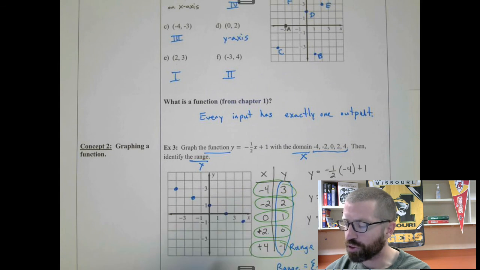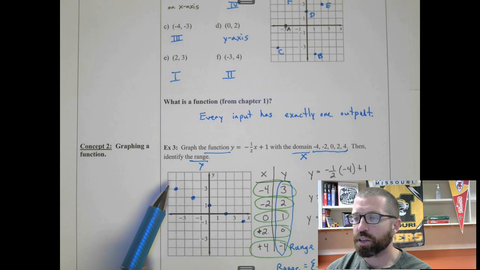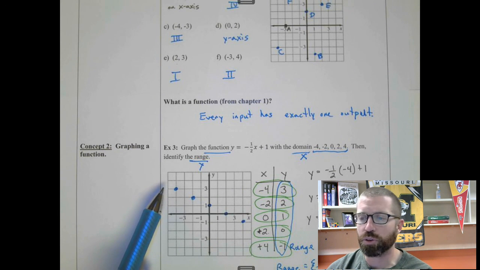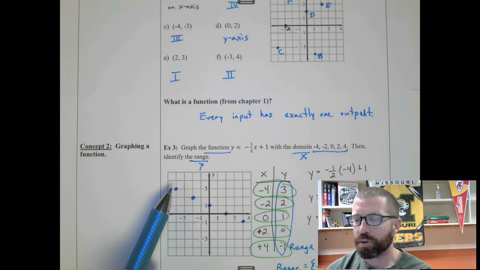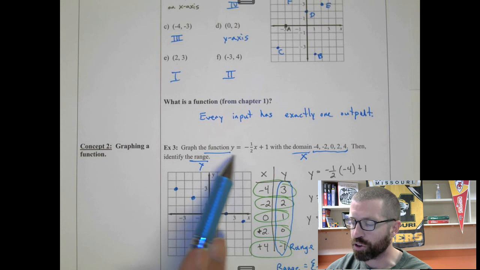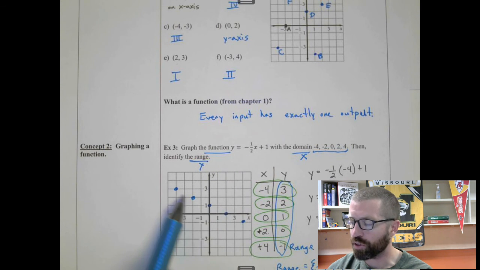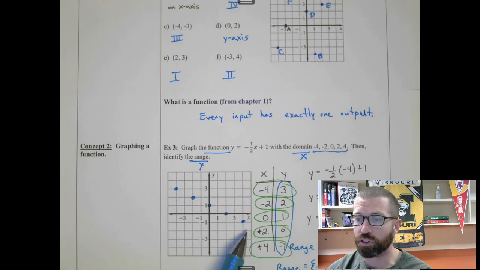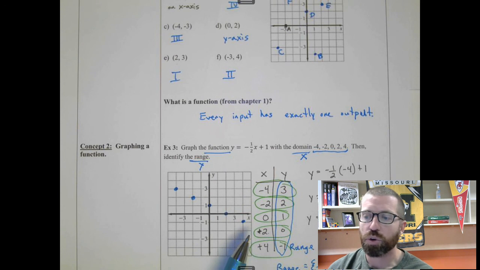And so you have these points. Now we're not going to connect these yet, although it's kind of foreshadowing into what you'll do soon. But notice how these look like a line. And so this equation gives us this linear looking function or linear looking pattern with these points.